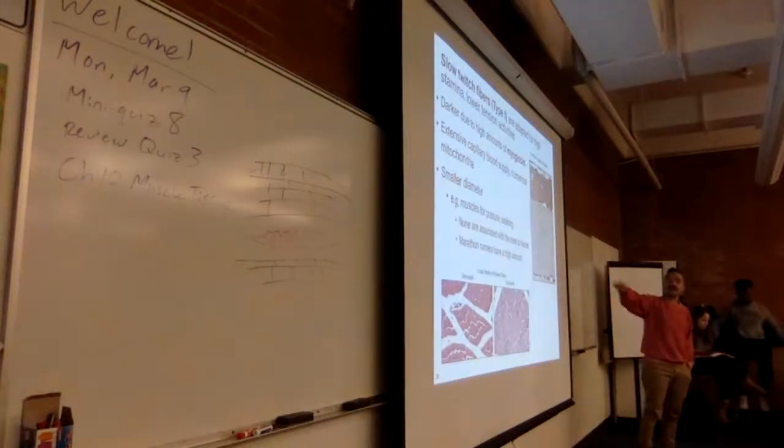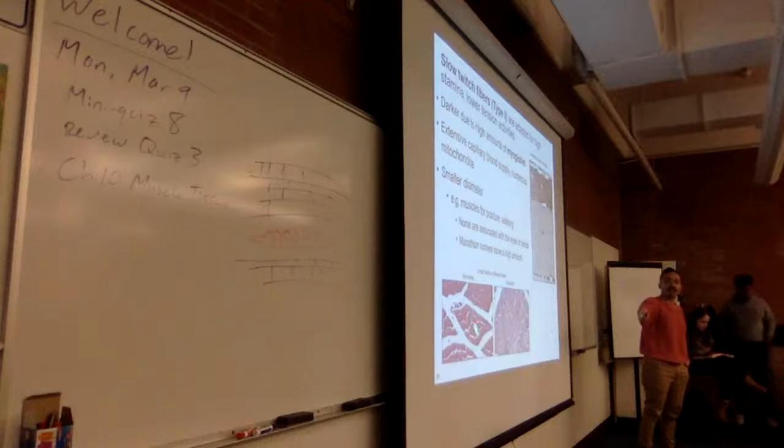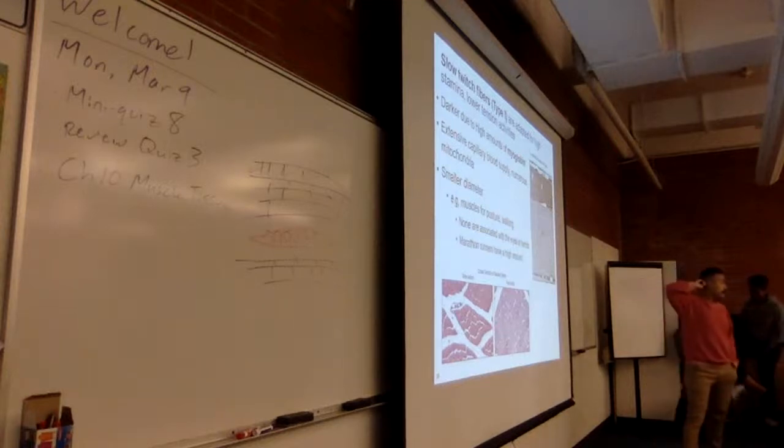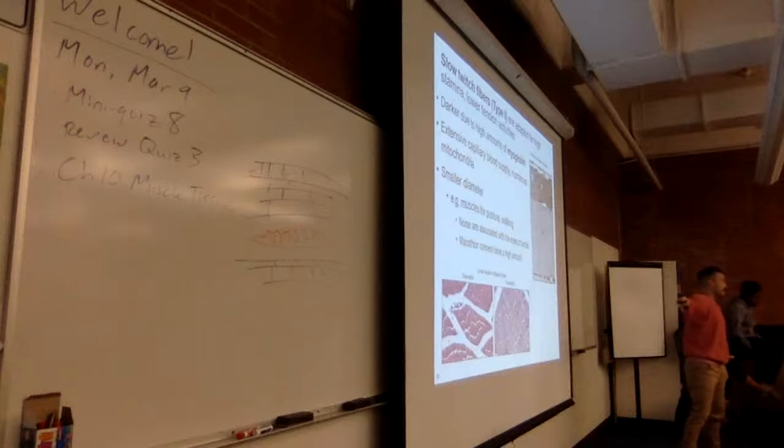So this is a longitudinal section. Here's a cross section. You can see the slow twitch is darker than the fast twitch. The fast twitch has less oxygen. It does not have myoglobin.